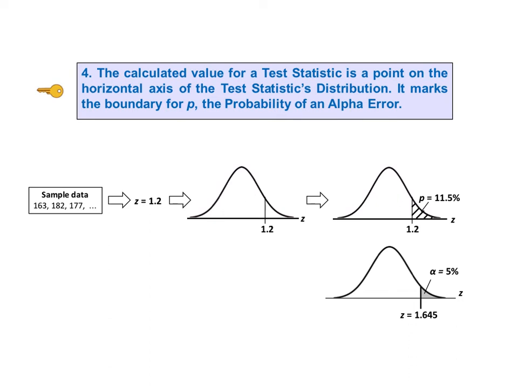Noting the graph of alpha below, Z is larger. 1.645 is to the right of 1.2. This makes the area under the curve smaller. That is why a larger value for the test statistic results in a smaller p-value. Conversely, a smaller value for the test statistic moves the boundary to the left, resulting in a larger p-value, a larger probability of alpha error.